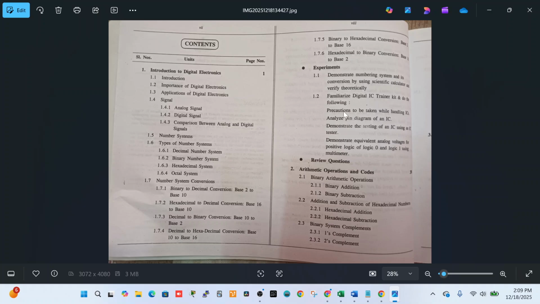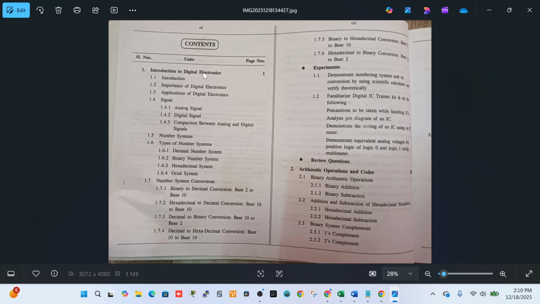Next, precautions to be taken while handling ICs, integrated chips, and analyzing the pin diagram of an IC. That means how to count the pins. From the notch side, you have to count from the notch. Demonstrate the testing of an IC using an IC tester. Demonstrate use of equivalent analog voltages for positive logic of logic 0, logic 1 using multimeter, voltmeter, ammeter. They will teach that.